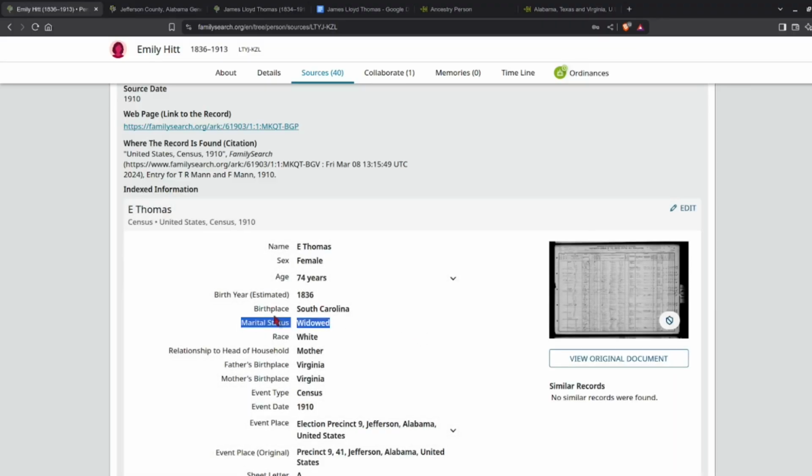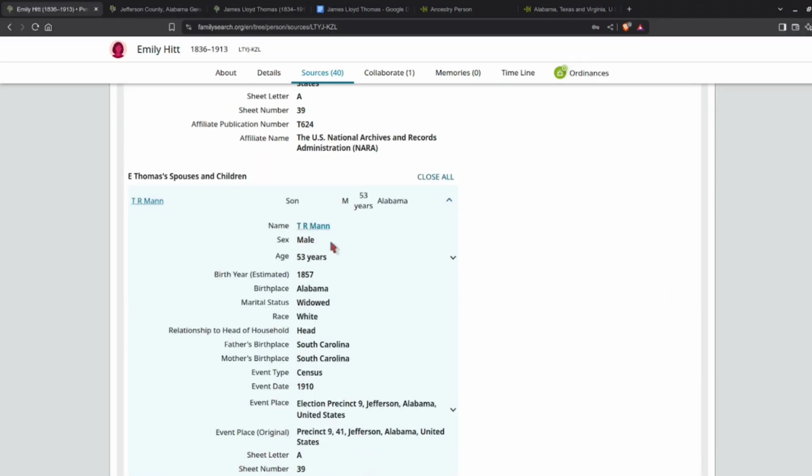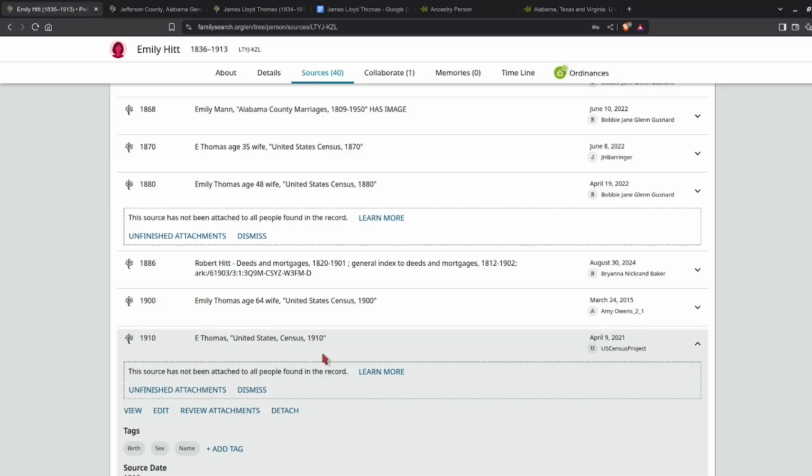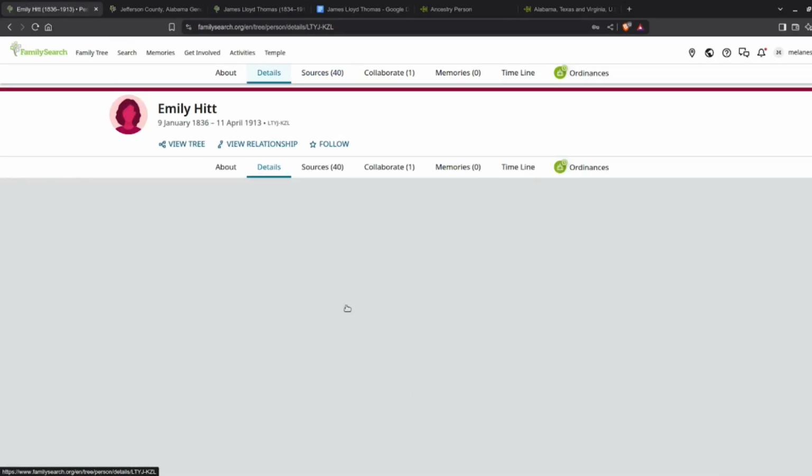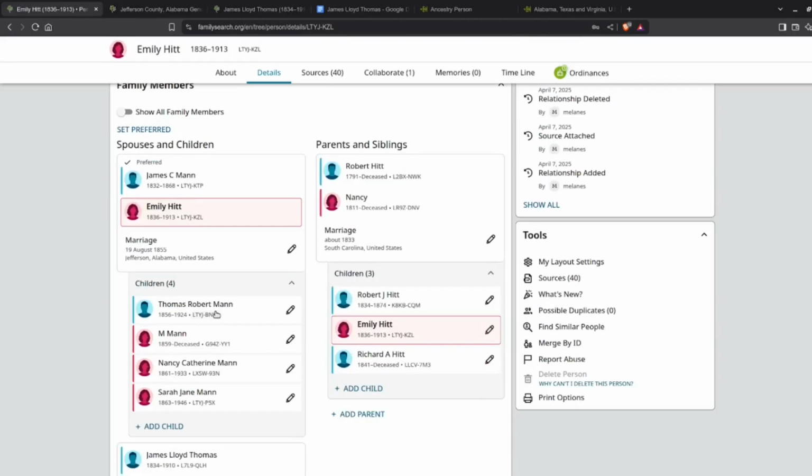Yep, here she is, a widow. And she's living with her son from her first marriage, Thomas Mann. So that's what happened to her. She is a widow by 1910. So that means that James died between 1900 and 1910. So I did update that on this profile.